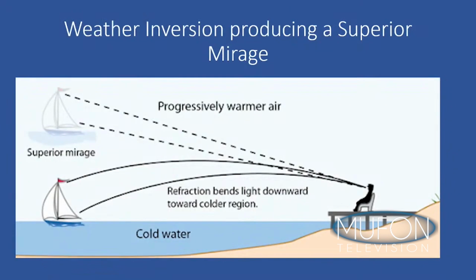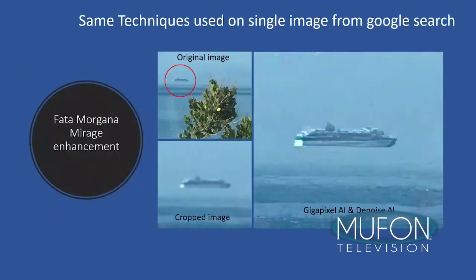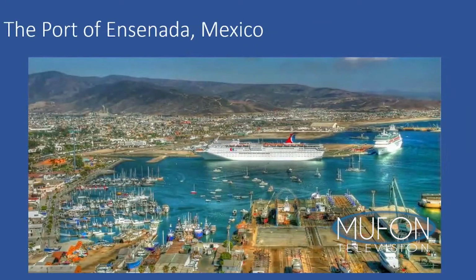It was a superior mirage, sometimes called Fata Morgana, named after King Arthur's shape-shifting evil sister. I don't know why, but a superior mirage is one that you see in the air as compared to an inferior mirage, which is one you see on the road ahead of you when you're driving. It was a cruise ship in the port of Ensenada. It was a mirage, and there were a couple last year that made the news. So this case is now considered solved.